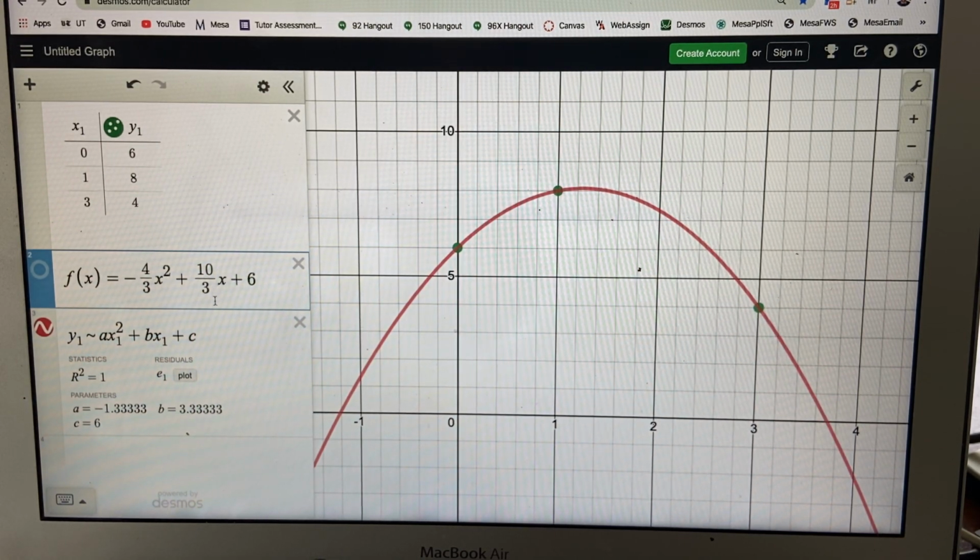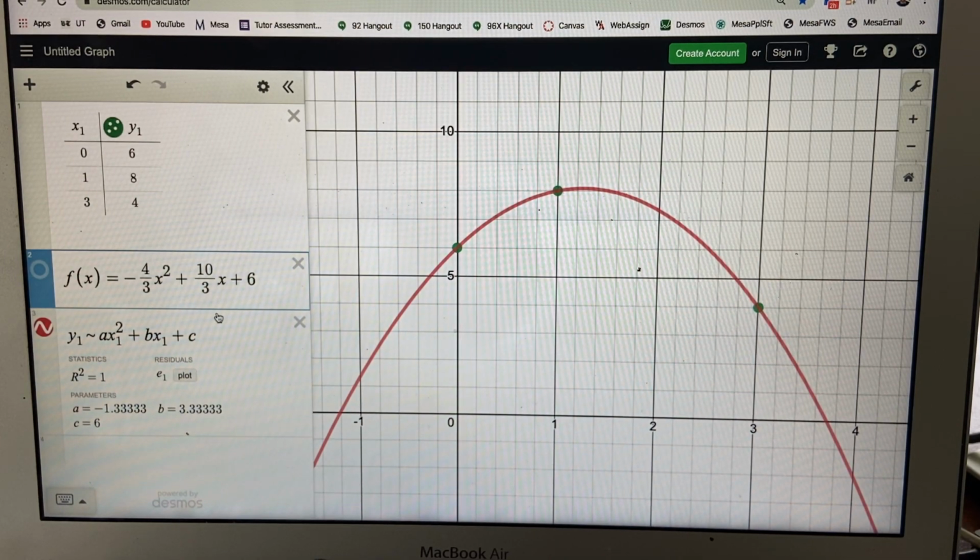Okay, so you have the option of doing this type of problem. If you're looking for a function that fits data, you can use this format here.